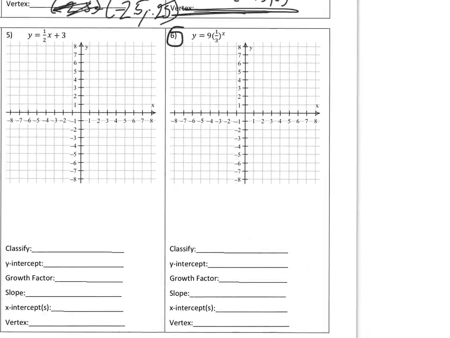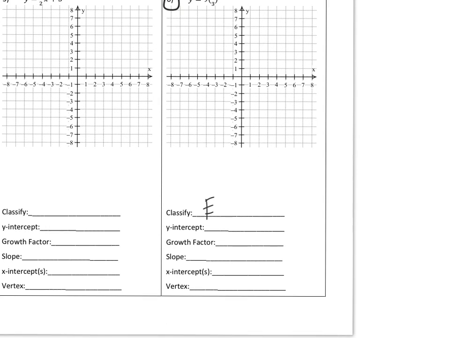Number 6. Exponential, this is what we just took the quiz on, and the reason why you know it's exponential is because the x is in the exponent. Okay, so that's why we got exponential here. Y-intercept, always has a y-intercept. Growth factor, now this is the one that does have a growth factor. Okay, a slope, it's not consistent, not like a line, so it does not have a slope.